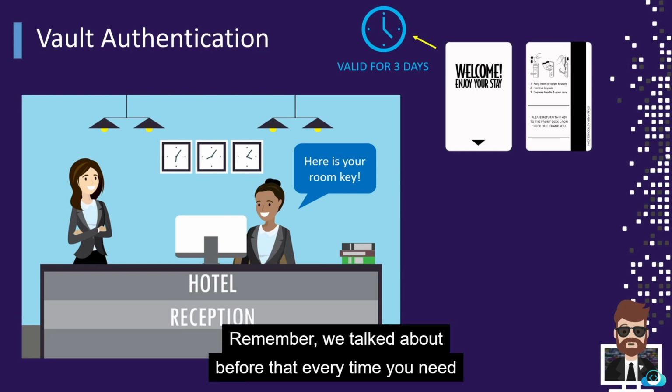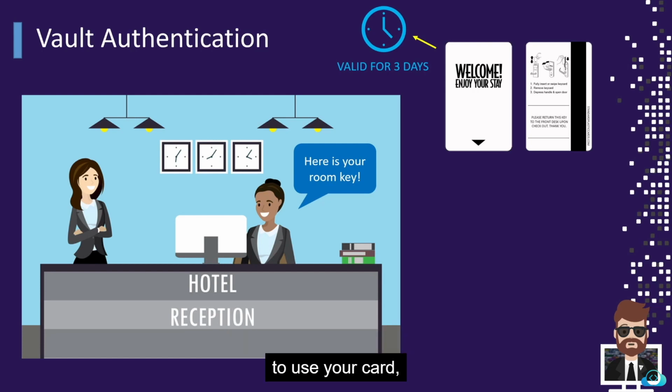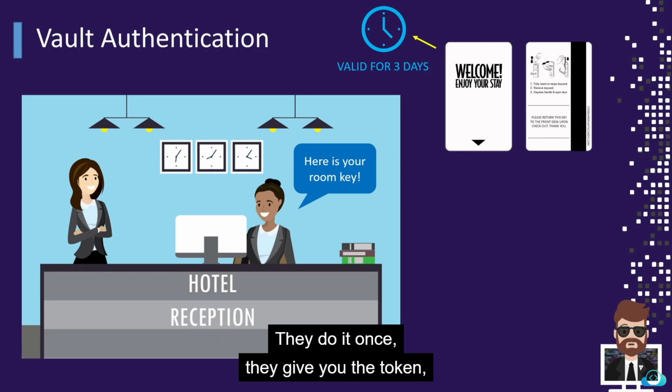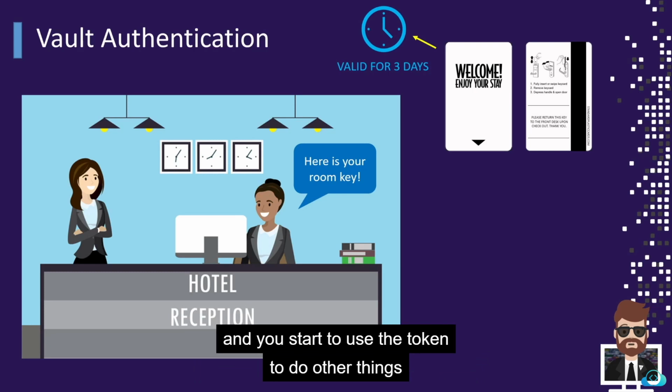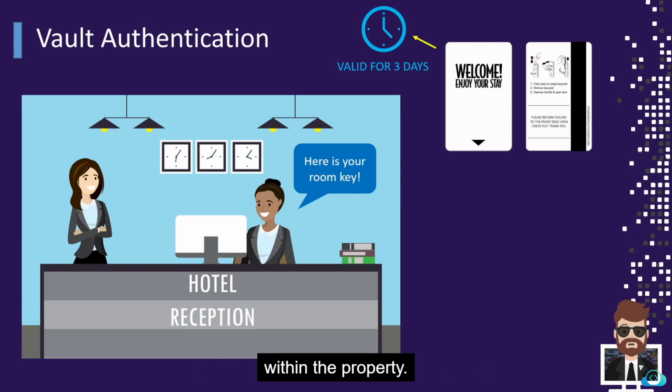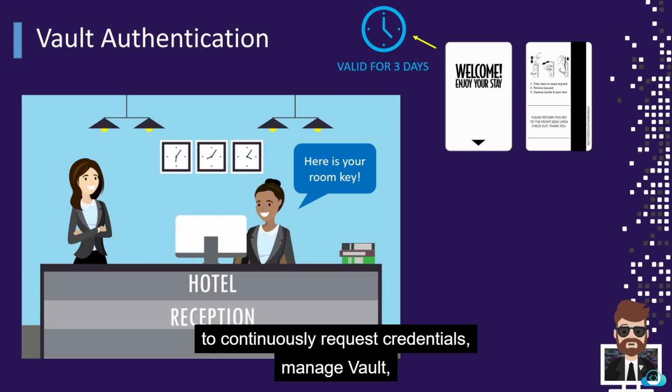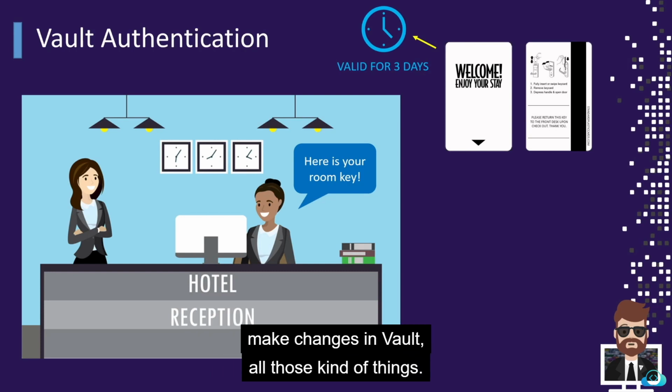Remember, we talked about before that every time you need to use your card, you don't need to go back to reception and validate your identity. They do it once, they give you the token, and you start to use the token to do other things within the property. And the same thing with Vault. Once you get a token in Vault, then you can use that token to continuously request credentials, manage Vault, make changes in Vault, all those kind of things.